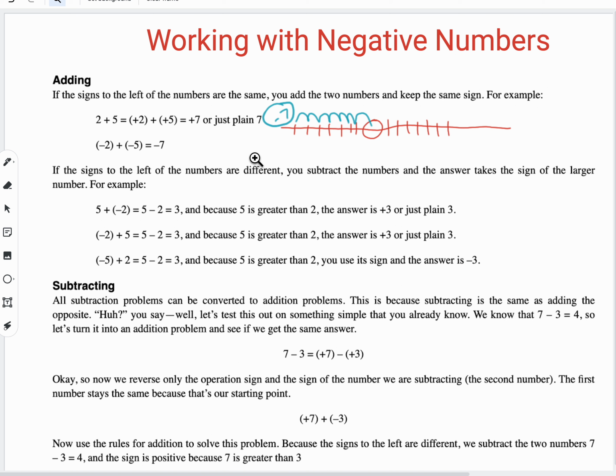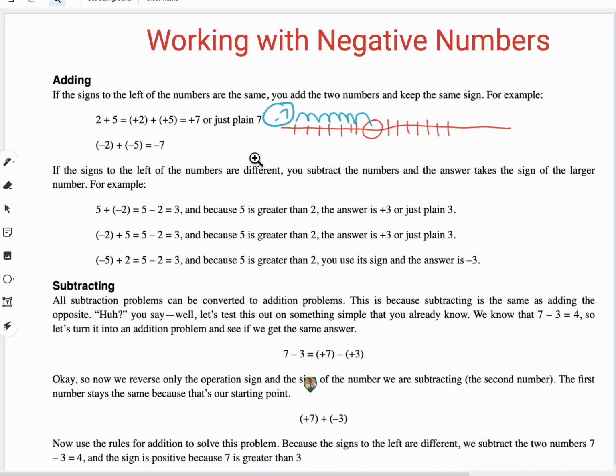Now, when we subtract, let's take note that subtracting is the same as adding the opposite. What that means is that all subtraction problems can be converted into addition problems. So we know that 7 minus 3 is 4. Now let's change that into an addition problem. 7 minus 3 equals positive 7 minus positive 3. Positive 7 plus negative 3 is the same way to write that.